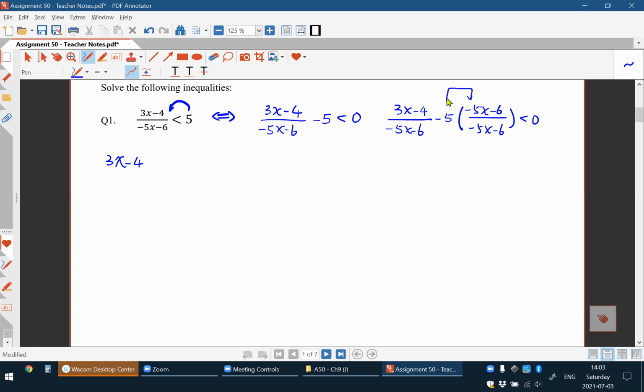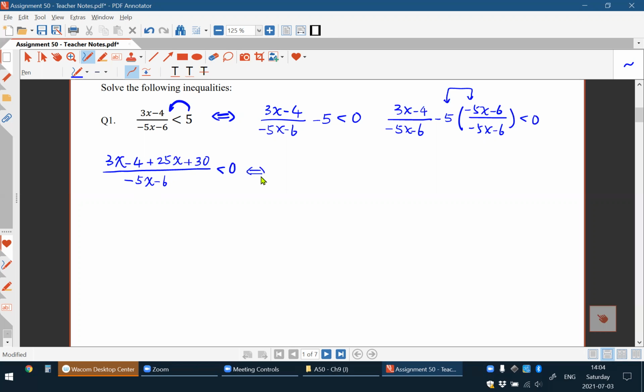So note here, minus 5 multiplied with minus 5x gives us plus 25x, right? And minus 5 times minus 6 multiplying together gives us 30. So this is the numerator. The denominator, of course, is the common denominator minus 5x minus 6. And this expression is below 0.